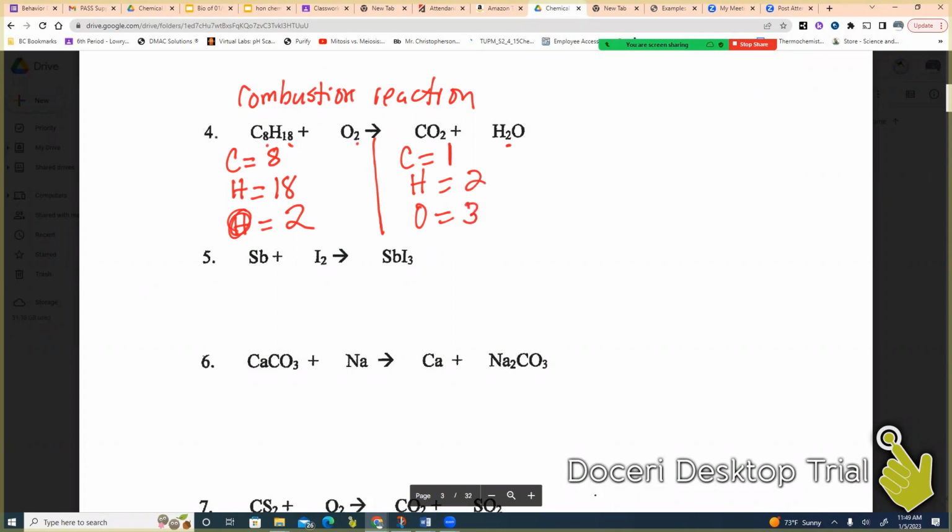Anytime you have an element that's in a couple of different places, I would save that to the last. So I'm gonna start with my carbon. I have 8. Over here, I only have 1, so I need to put what coefficient in front of CO2? 8. So that changed my carbon to 8. But it also changed my oxygen 17.